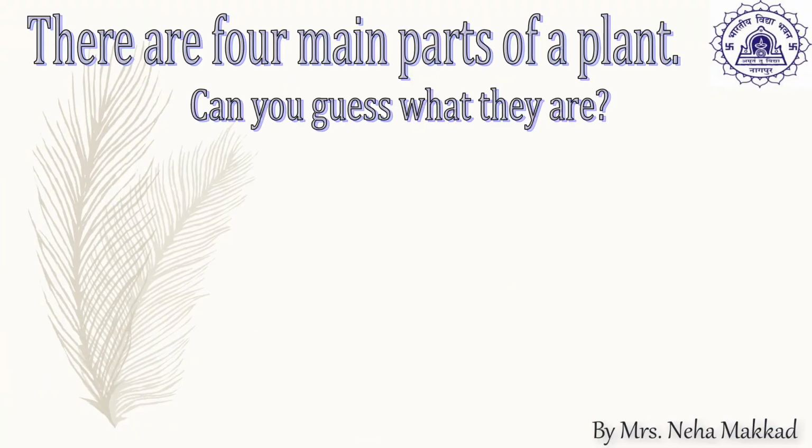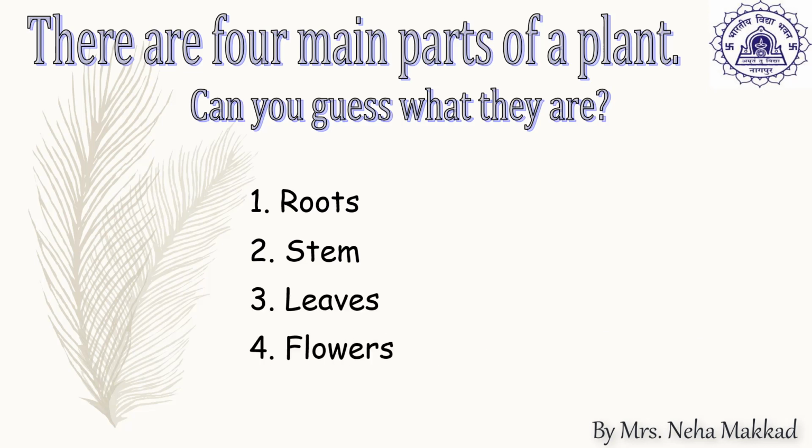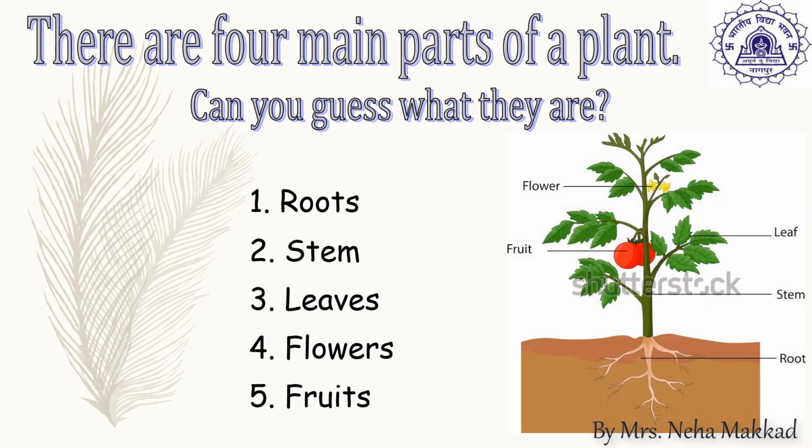Students, there are four main parts of plant. Can you guess what are they? Roots, stem, leaves, flowers and fruits. You can see all of them in this picture.